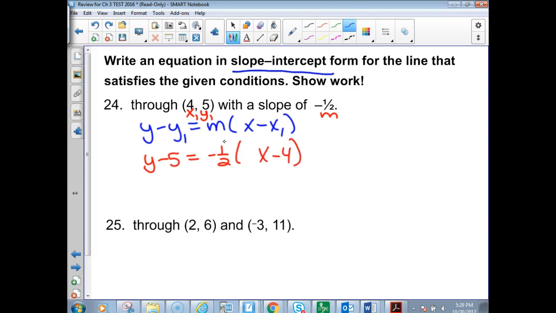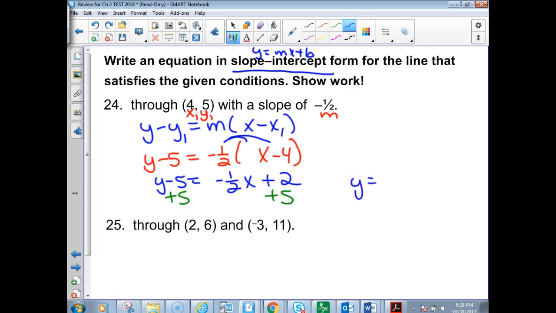The next step, I need to distribute the negative 1/2. Negative 1/2 times x, negative 1/2 times a negative 4 would be a positive 2. And then the last step on here is to add 5 to both sides. And now it will be in slope-intercept form, which is y equals m times x plus b form. It'll say y equals negative 1/2 x plus 7.